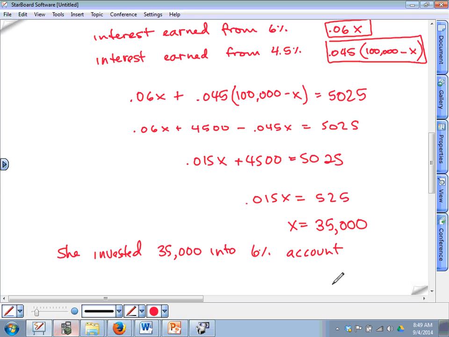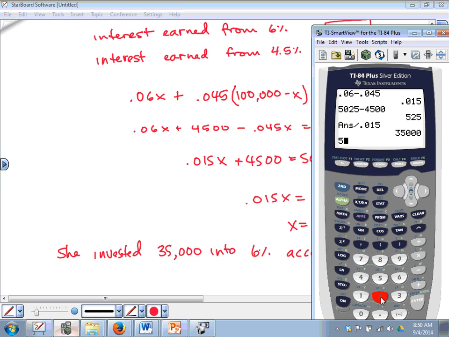Yes. At what point of the equation are you right now? It's just at the point of 0.015 times x equals 525. So from here you would divide. So on the calculator, do 525 divided by 0.015. It's 35,000. Okay, that makes sense.